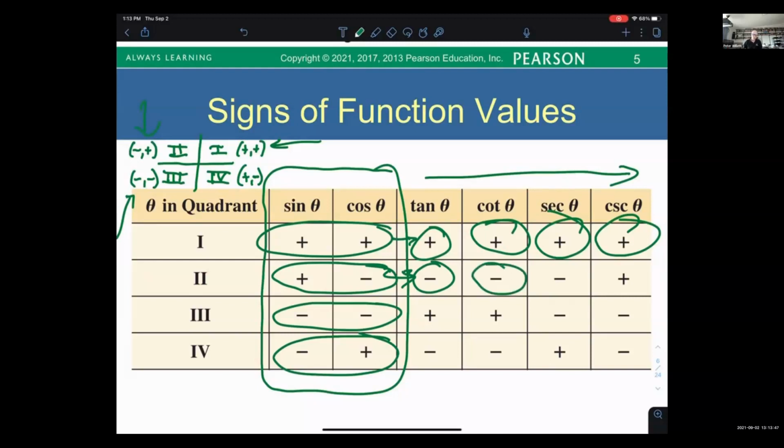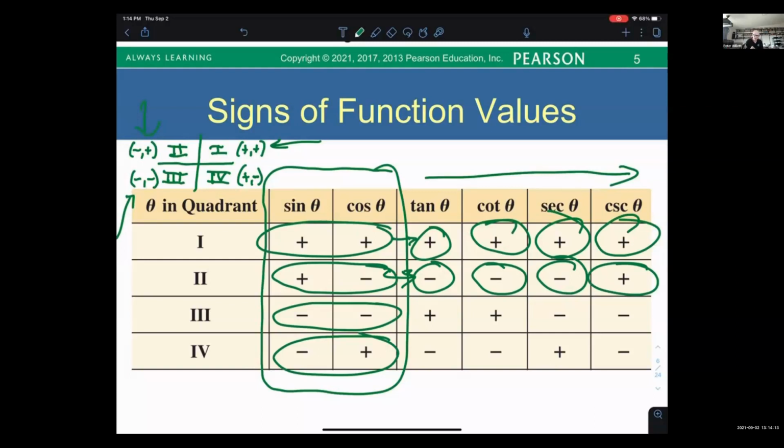Secant is 1 over cosine. The cosine is negative in quadrant 2, so 1 over a negative would be negative. Cosecant is 1 over the sine, which is positive in quadrant 2. So that's the only one of those 4 functions that ends up positive when you're in quadrant 2. And you can do that for the other quadrants and the other functions as well. So that's how this chart is created.